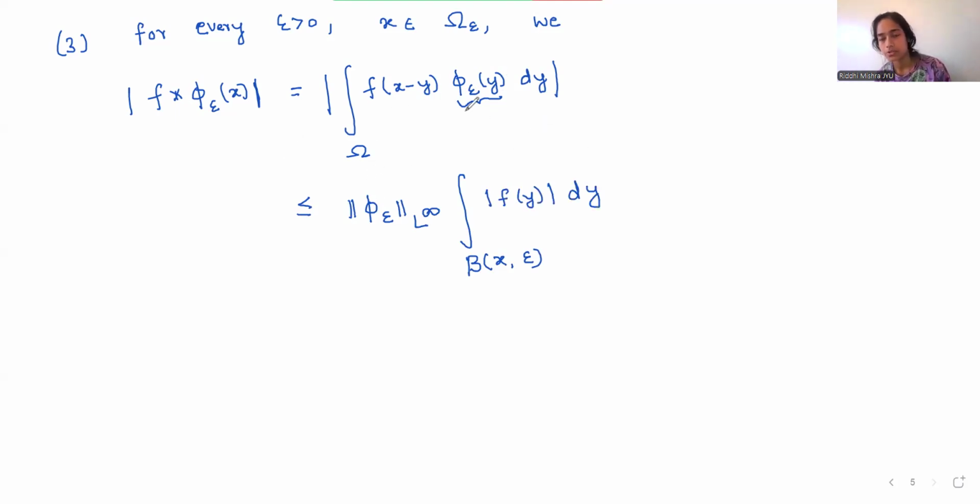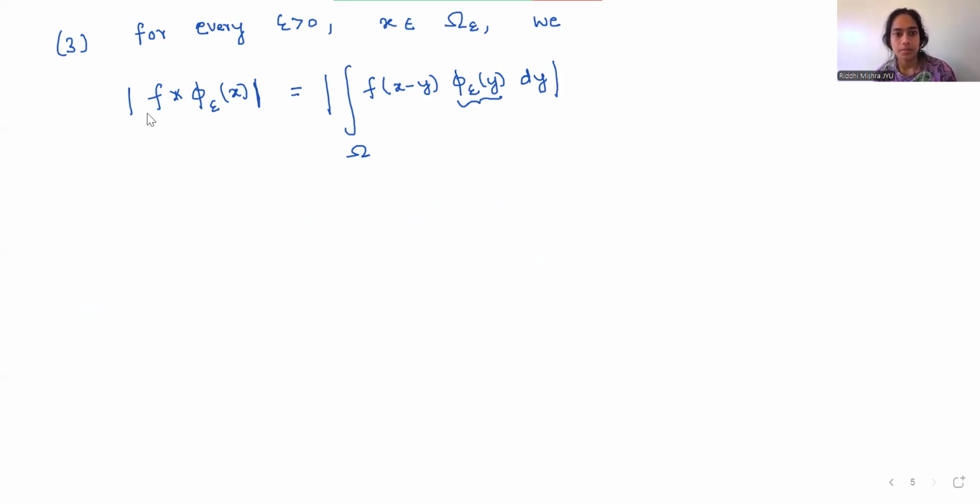By using change of variable, by translation, you can transfer the B0 epsilon ball to the ball B(x, epsilon), which means you are transferring the center from the origin to the center x. How did you do the last line? Less than or equal to this one, okay.